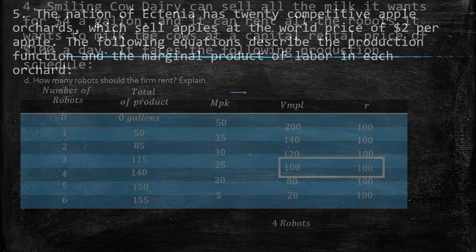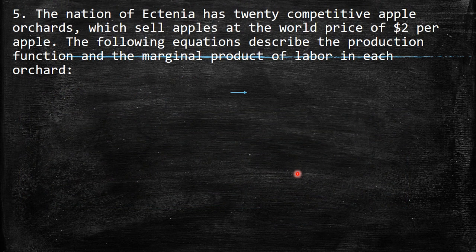Okay. Then the nation of Ectenia has 20 competitive apple orchards, which sell apples at the world price of $2 per apple. The following equations describe the production function and the marginal product of labor in each orchard.